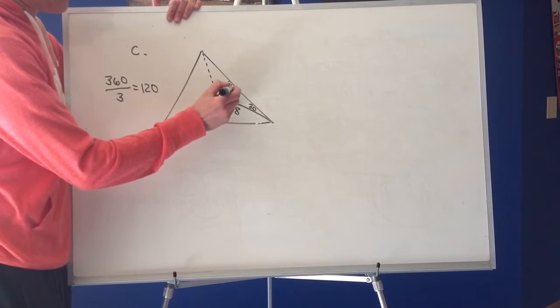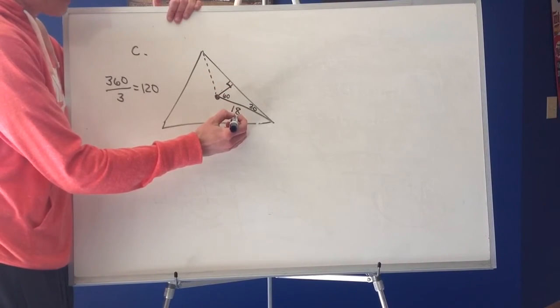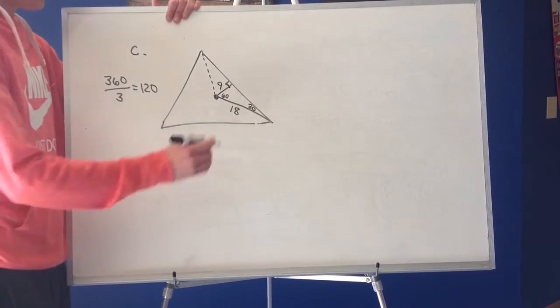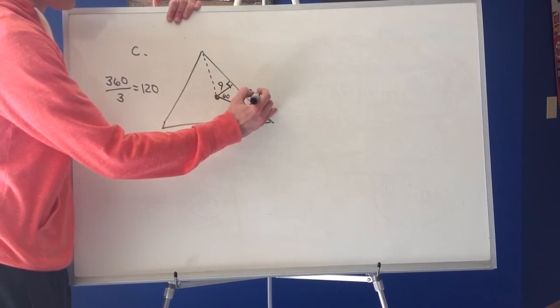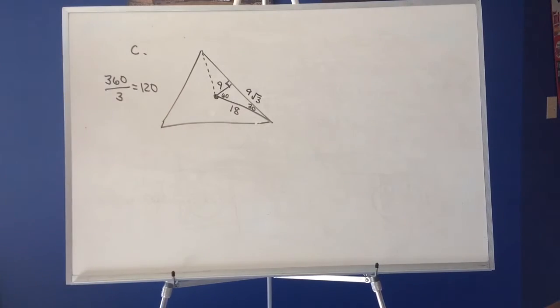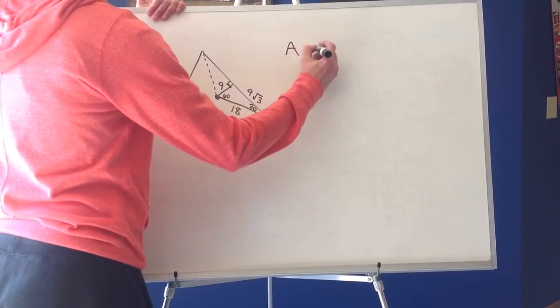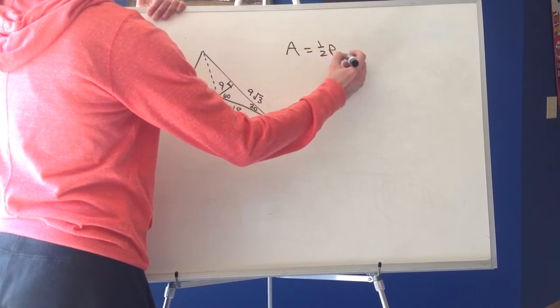Okay, so on this one, the hypotenuse is 18. I would divide that by 2 to get my short side. And then I would take my short side times the square root of 3 to get my long side. Okay, again, once you have that, you have everything you need. Okay, so it's going to be 1/2 PA.